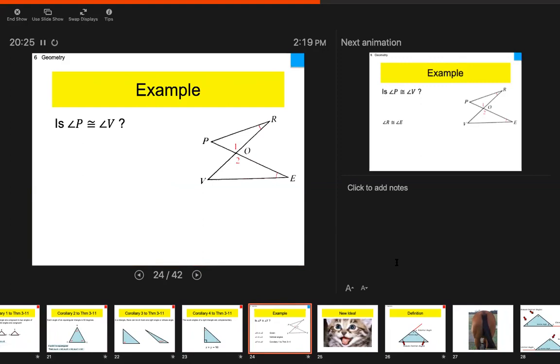Wait, we don't have a given. Well, the picture's the given. Okay. Look at the picture and tell me anything that's true. All right, P and V are congruent. No, that's what we're trying to prove. R and E are congruent. Why? Because they add up to the same measurement. Why? Because of congruent angles.